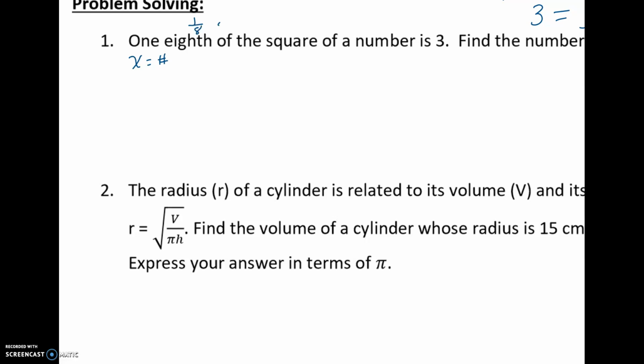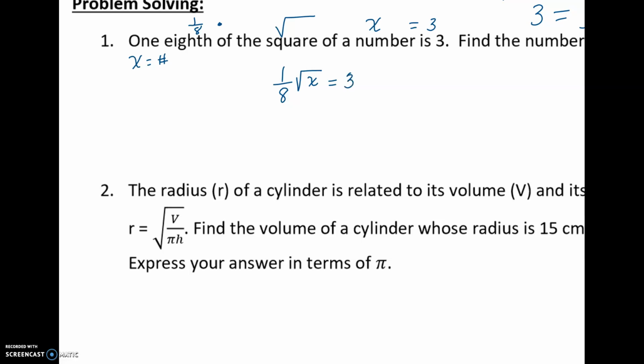1/8 is a fraction. Of means multiplication. The square of a number, the square means the square root. If it said 1/8 squared, that would be when you square the number. This is taking the square root of a number. Our number is x, is 3. So we have 1/8 times the square root of x equals 3.